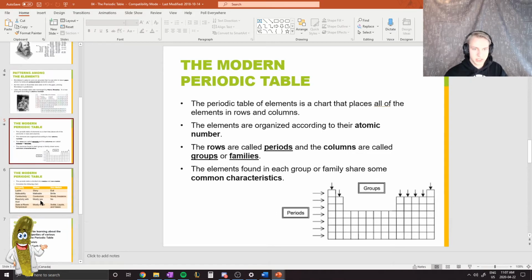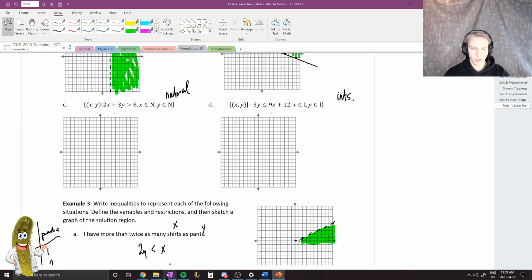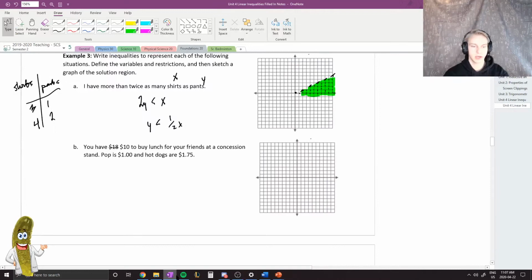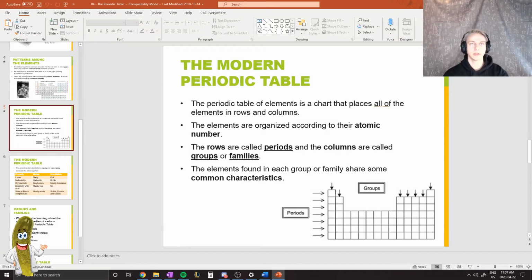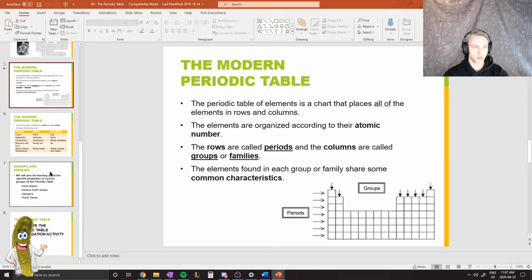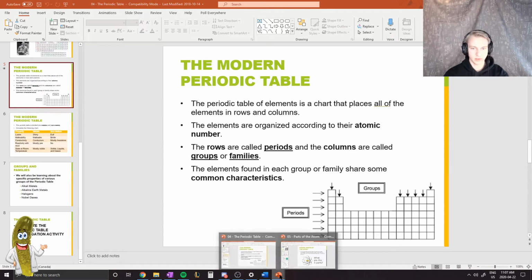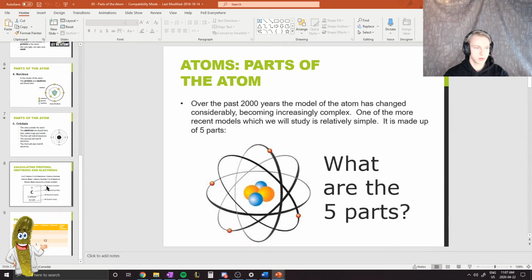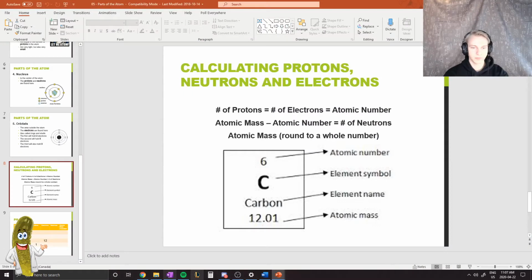I'm going to just quickly throw up, where is my periodic table? It's in this one. Can you guys see this carbon here? Is that showing up on the Discord?